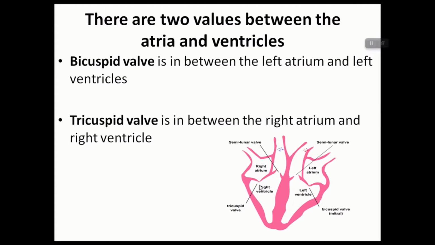Then can you see another valve in between the right atrium and the right ventricle? What's that? That is known as tricuspid valve. Right atrium එකයි right ventricle එකයි අතර තියෙන valve is known as what? Valve එකට අපි කියනවා tricuspid valve.